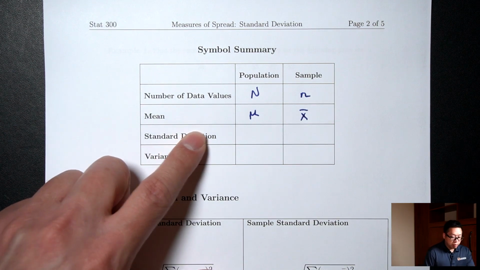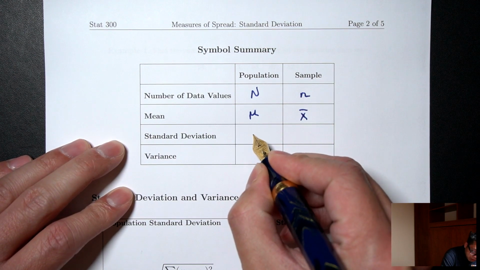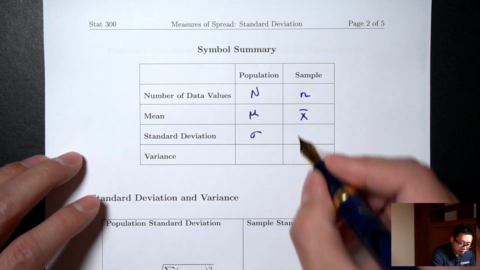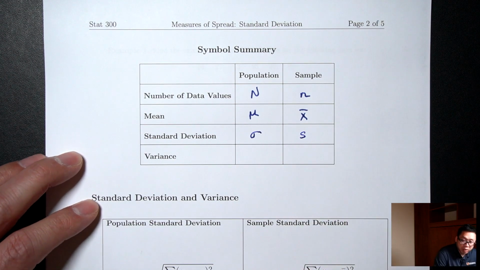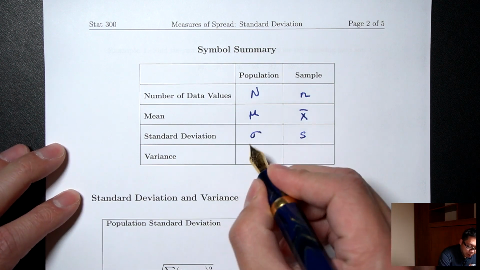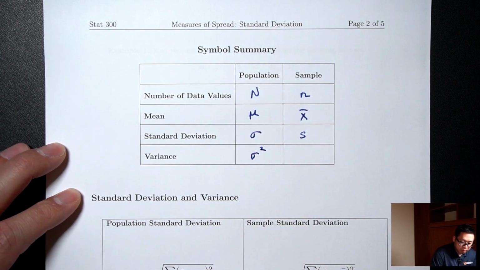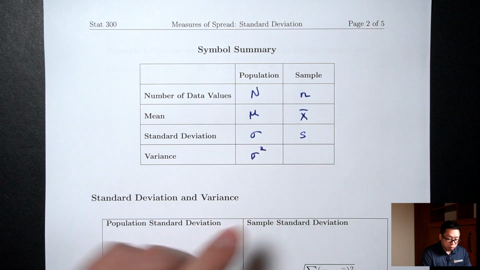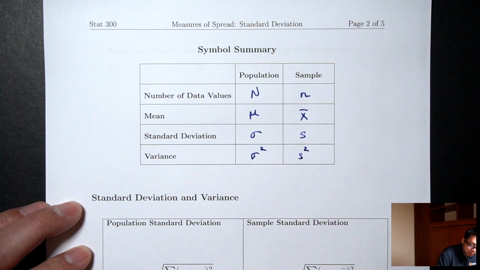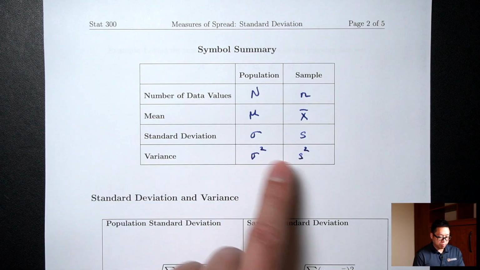Standard deviation, if it's from a population, the symbol is a sigma. If it's from a sample, the symbol is lowercase s. Variance, the symbol is sigma squared. If it's from a sample, the symbol is s squared. The variance is basically you take your standard deviation and you square it.